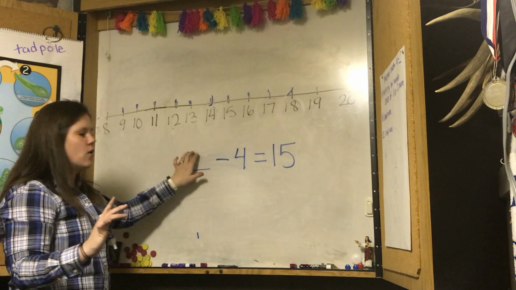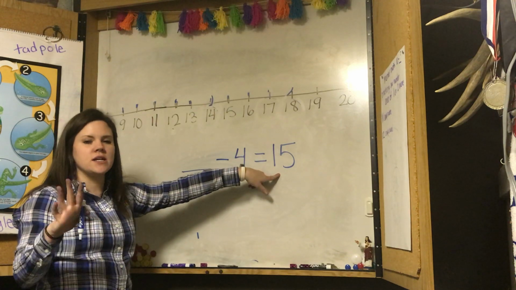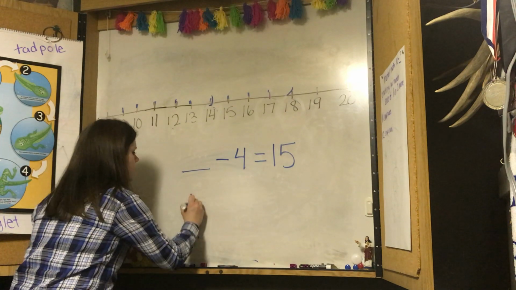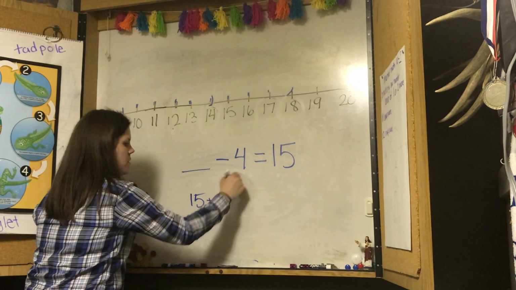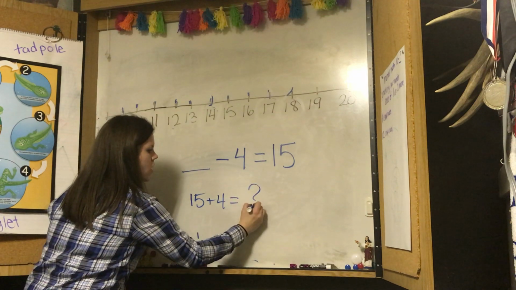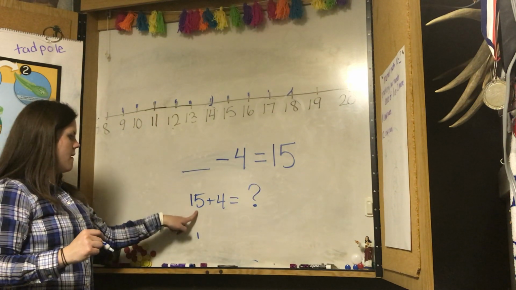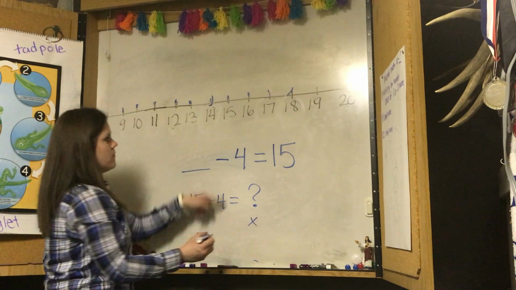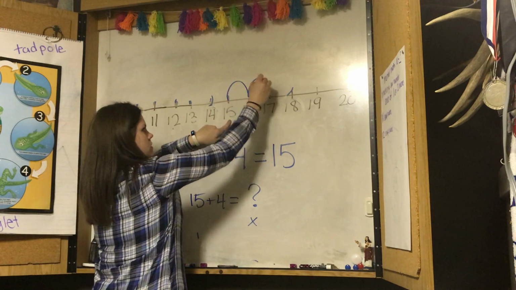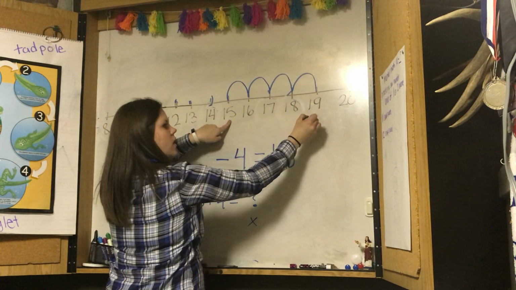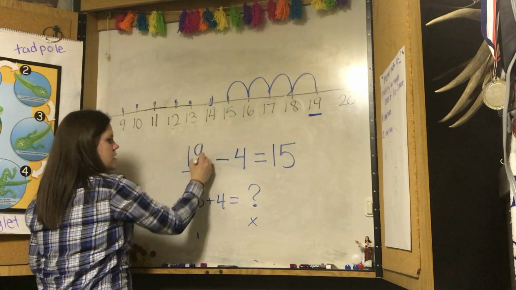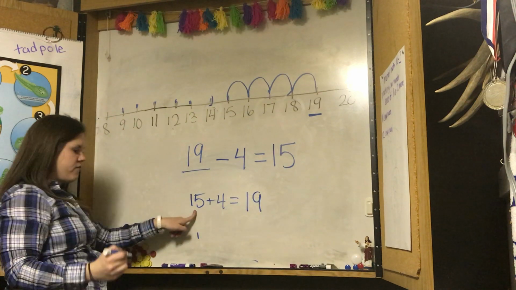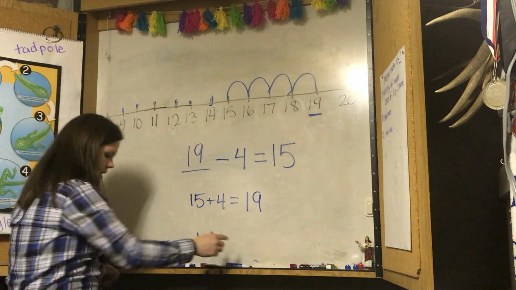So, if I don't know this, what's an easy way? What number sentences are easier for me to think about in my head when I know the parts, right? Part plus part equals whole. 15 plus 4 equals whole. Well, I start on 1 part and I count up that many times, and this is where I stop. Ready? 15. 1, 2, 3, 4. 19. 19 minus 4 equals 15. Or 15 plus 4 equals 19.